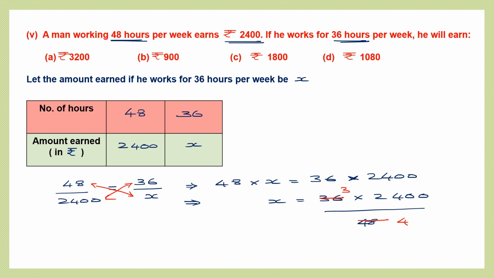Now we can cancel 2400 by 4. 4 ones are 4 and 4 sixes are 24 and add the two zeros. Now multiply the two. 3 into 600. So x is equal to 3 sixes are 18 and add the two zeros. That is 1800. So this is our answer. The amount earned if he works for 36 hours per week is x, we said, and that x we have found to be 1800, and that is option C, rupees 1800. So this is our answer.